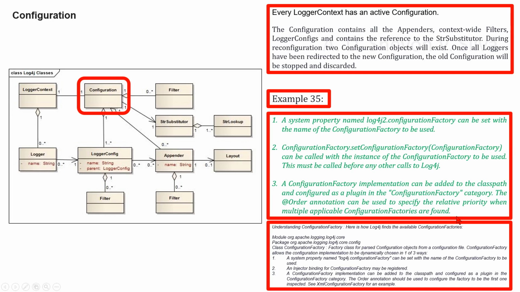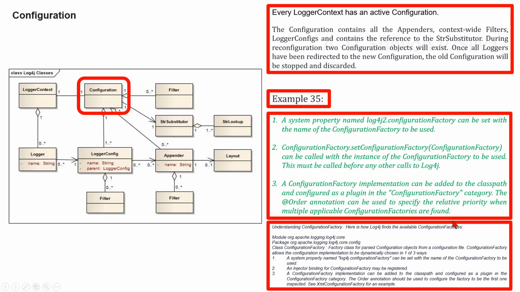Two, an injector binding for ConfigurationFactory may be registered. Three, the configuration factory implementation can be added to the class path and configured as a plugin in the ConfigurationFactory category. The Order annotation should be used to configure the factory to be the first one inspected. See the XML configuration factory for an example. During initialization, Log4j 2 will search for available configuration factories and then select one to use. The selected configuration factory creates the configuration that Log4j will use.